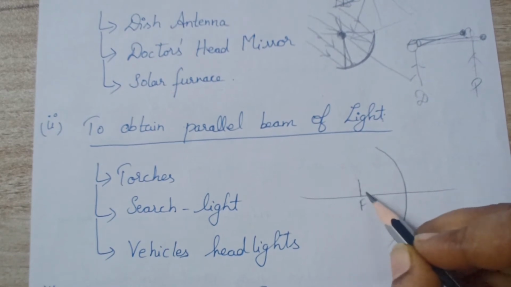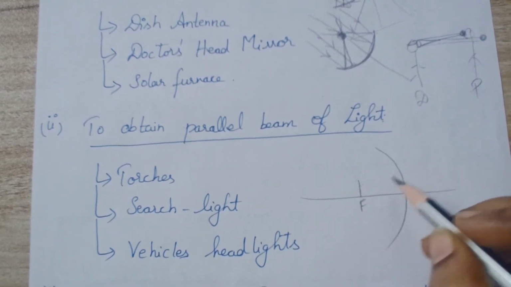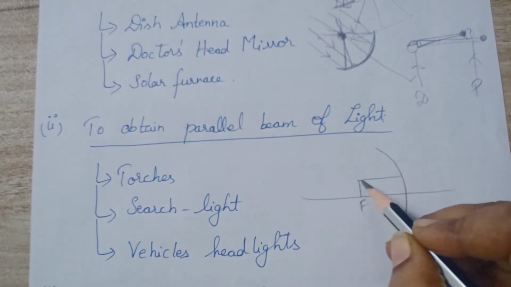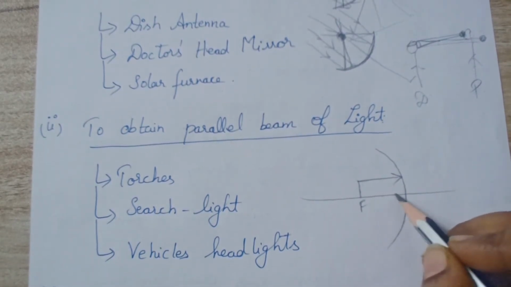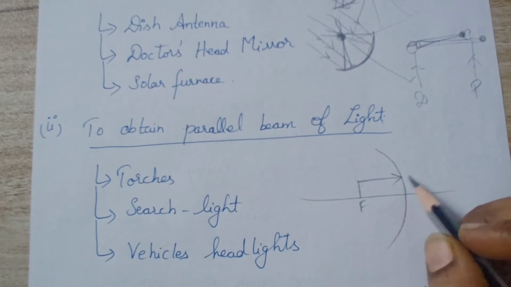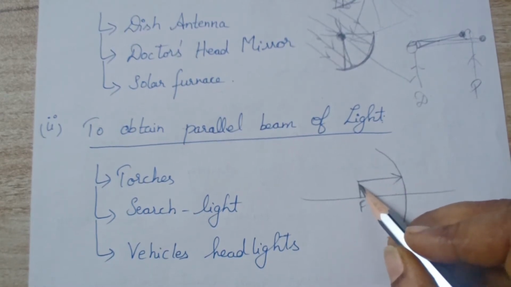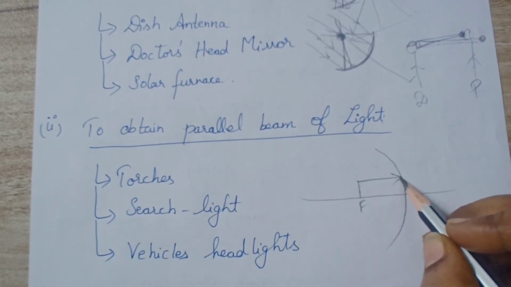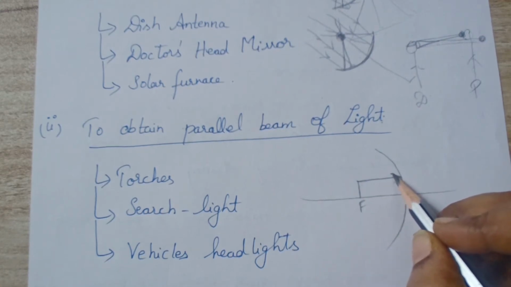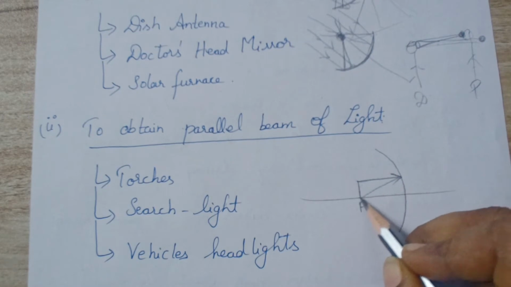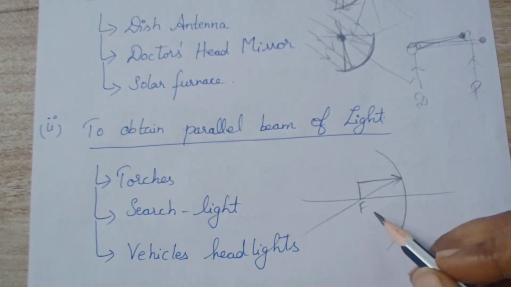When the source is kept at the focus point, it will strike the mirror, and these rays will be parallel to the principal axis. Conversely, when it falls parallel to the principal axis, it will reflect through the focal point, right?